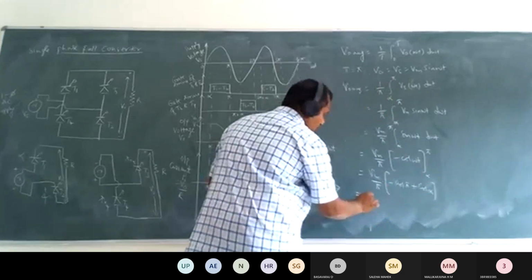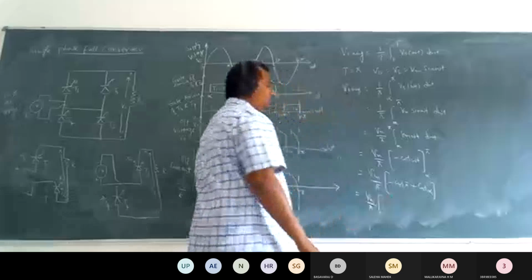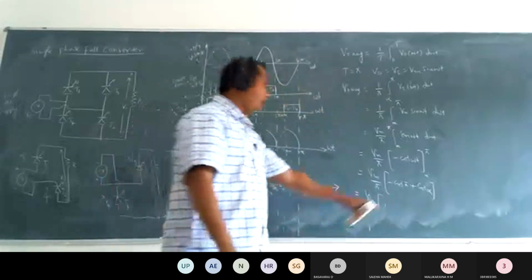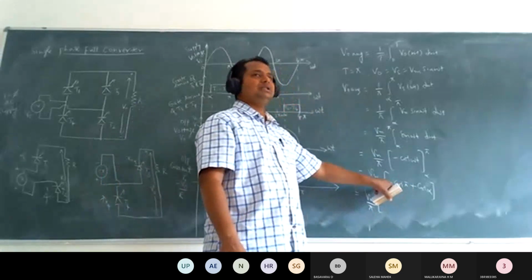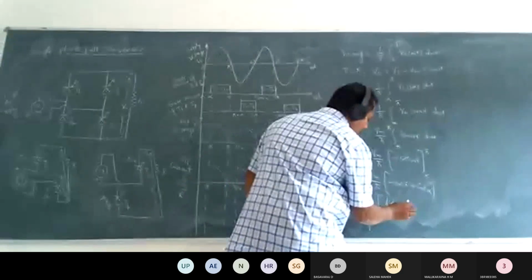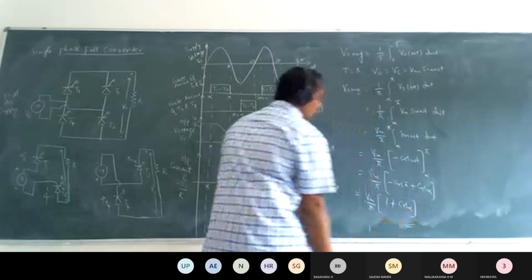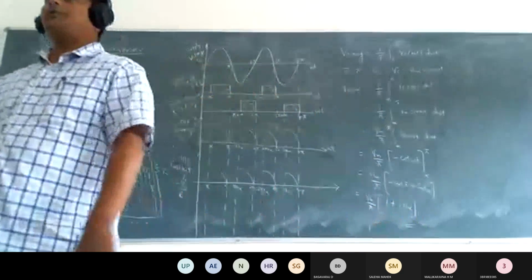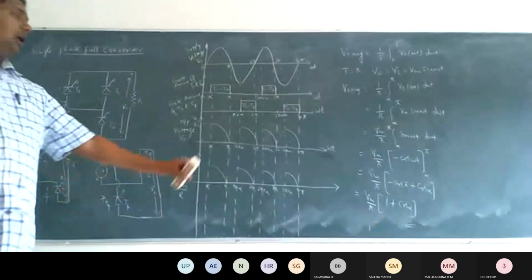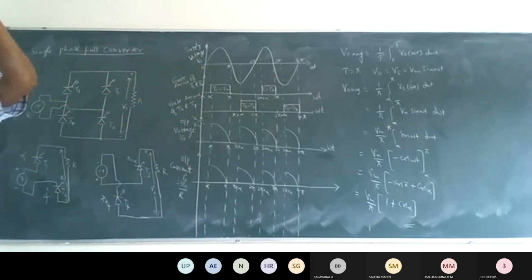Then this is Vm divided by pi. What is the value of cos pi? Minus 1. Minus 1 into this negative sign, we'll get a positive value. Then the resultant thing is 1 plus cos alpha. So Vm by pi into 1 plus cos alpha is the average value of output voltage when the full converter is operated with R load.